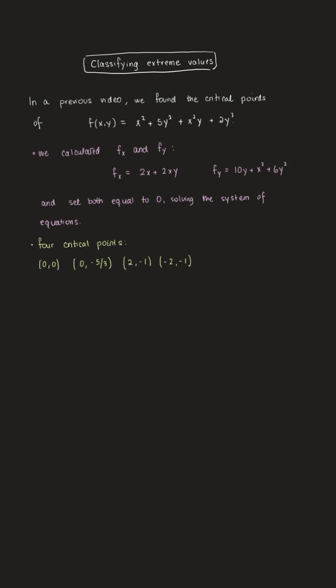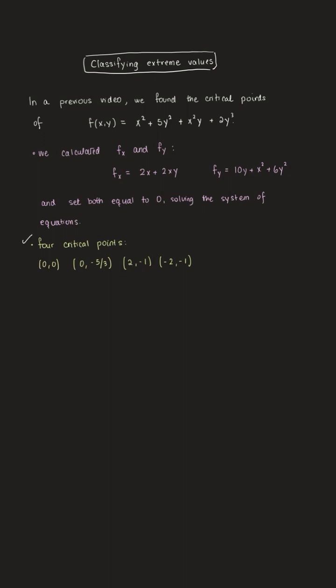Okay, in this video, we're going to return to a previous example that I did about 2 videos ago. We actually found the critical points of the function f of x, y equals x squared plus 5y squared plus x squared y plus 2y cubed. And we calculated the first partial derivatives. We set them both equal to 0 because they were both defined everywhere. So we set them equal to 0 and solved the system of equations, and we obtained 4 distinct critical points.